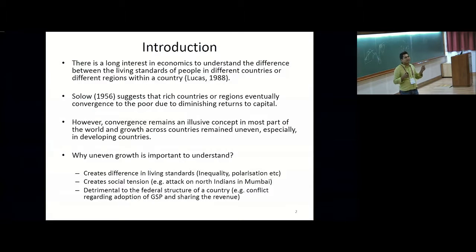Say, for example, some years back we have seen in India that people from northern India who migrated to Mumbai and some of these regions have been beaten up. Similarly, people from the northeast have faced similar treatment in very rich Indian cities, right? So this kind of social tension happens when people migrate from poorer regions to richer regions. And thirdly, it is detrimental to the federal structure of a country. We have seen examples where Tamil Nadu and Gujarat said that they would not implement GST in their state, or even not share, since they contribute the largest share of tax in the country. So it is a threat to the federal structure of the country as well.